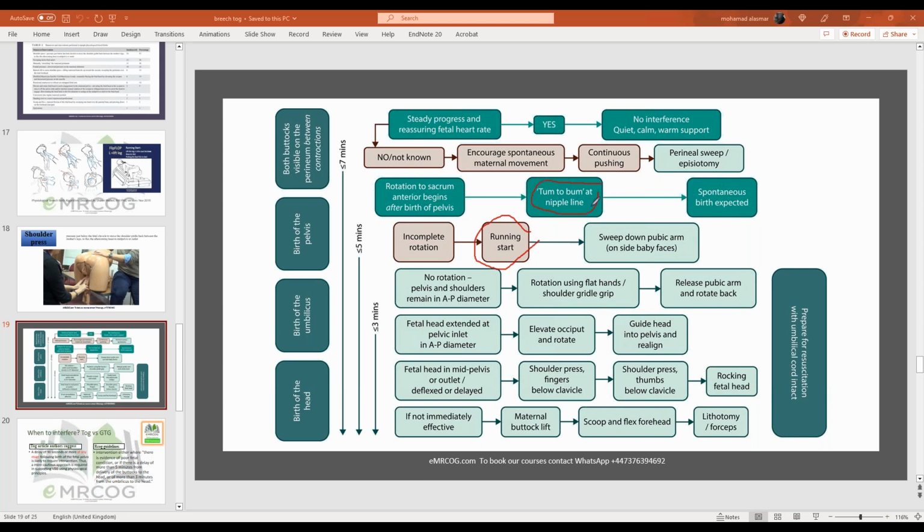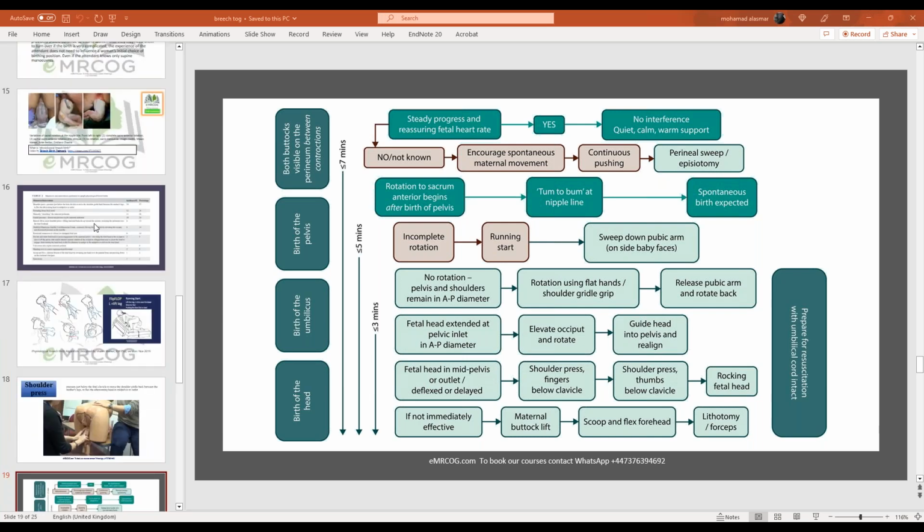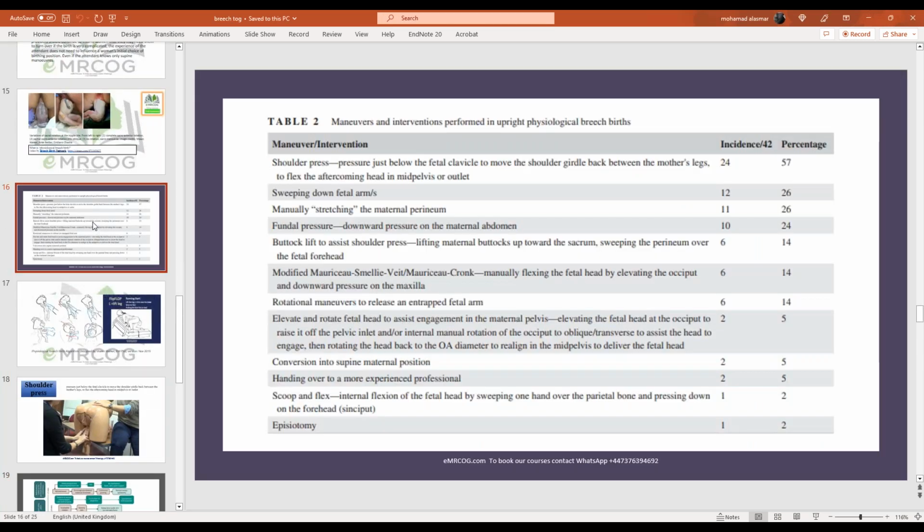I don't understand. For example, what is the shoulder press? This is the kind of difficulty that you found in understanding the algorithm, isn't it? So I'm trying to explain to you what the aim or principle is, and then I'm going to discuss with you what maneuvers they have used to deliver physiologically, and what is the meaning of each one of them. Are we clear so far? You agree with me?